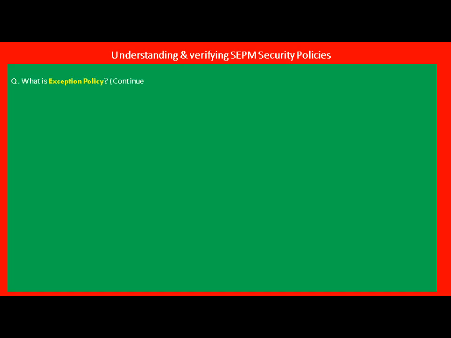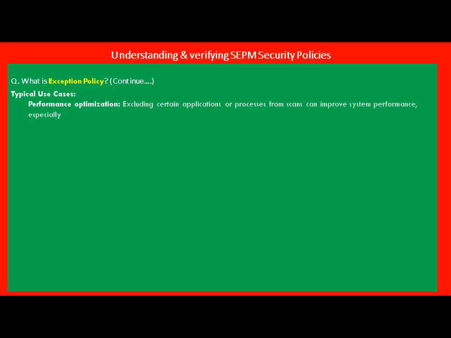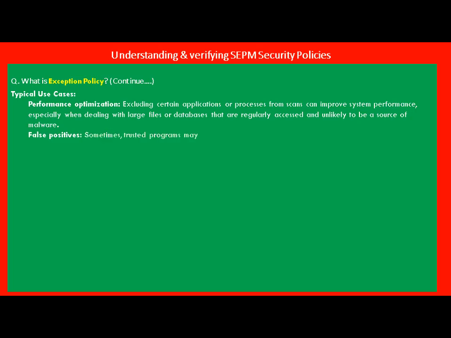So what is the exception policy? Containing this particular policy's definitions. So, typical use cases. Performance optimization. Excluding certain applications or processes from scans can improve the system performance, especially when dealing with large files or databases that are regularly accessed and unlikely to be a source of malware. Then false positives. Sometimes trusted programs may trigger a detection event. By excluding these programs from scans, you avoid interruptions while maintaining overall system security.